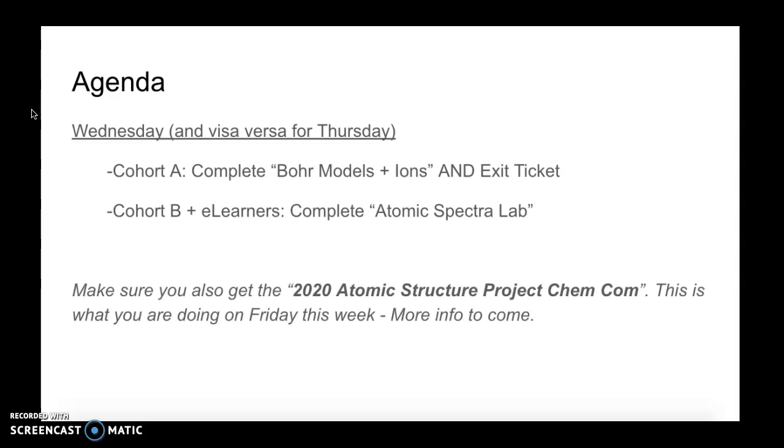You should also receive a worksheet titled 2020 Atomic Structure Project for ChemCom. This is what you are doing on Friday. I will give you more information about that, but just make sure you get the sheet for Friday.